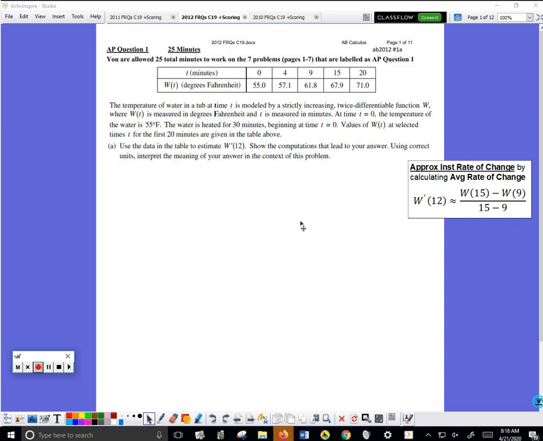Anyway, here we go. The temperature of water in a tub. So temperature is definitely an amount. So this W is an amount. Let's grab a pen here. So temperature is an amount. It's modeled by a strictly increasing. Increasing is probably going to be important.